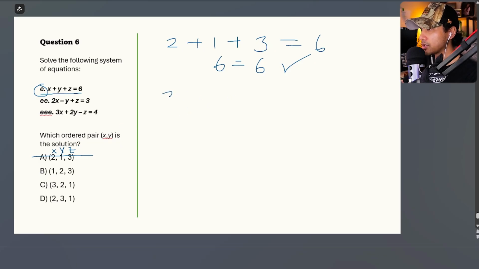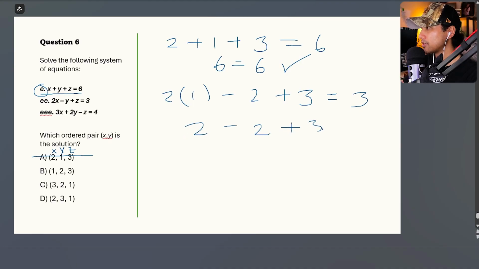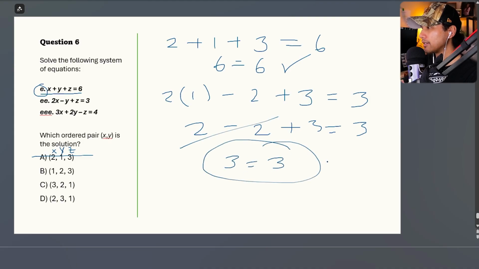And then 2, and then 1 minus 2 plus 3 equals 3. Then we get 2 minus 2 plus 3 equals 3. 2 minus 2 cancel out. 3 equals 3. And that's right.